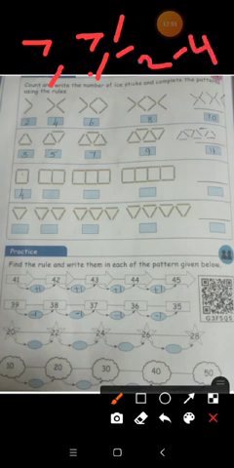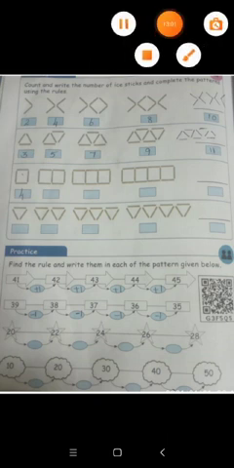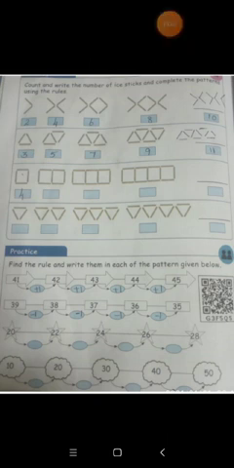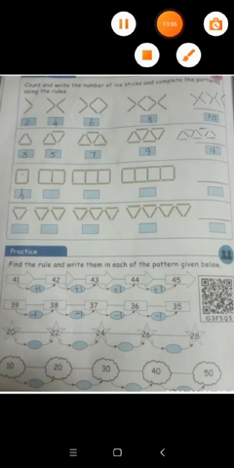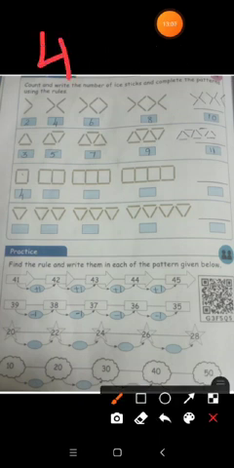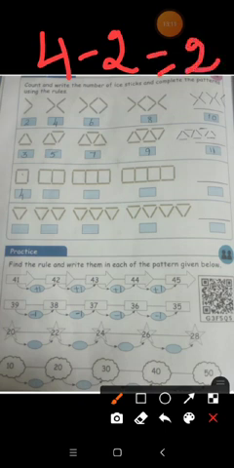Difference means, I told you, we have to subtract the smaller number from the larger number. Compared to 2, the number 4 is larger, so 4 minus 2 is 2. Now we want to check whether we add 2 or minus 2 to get the second number 4. If we subtract 2 from 2, we get 0.